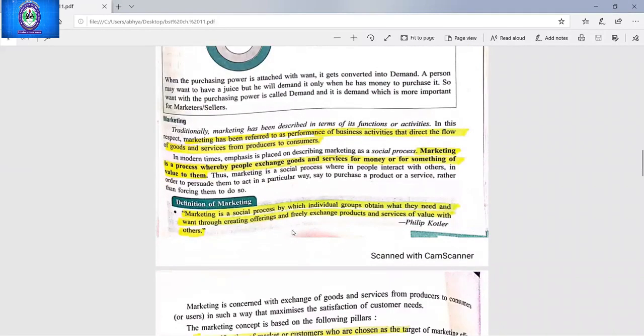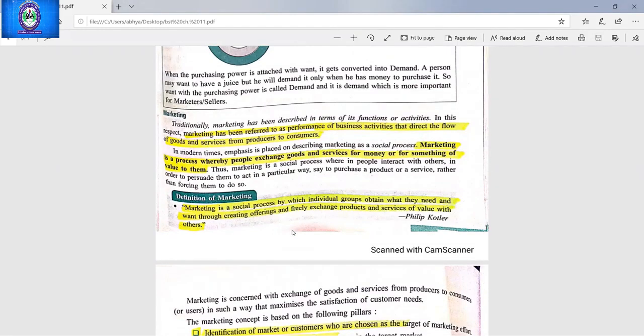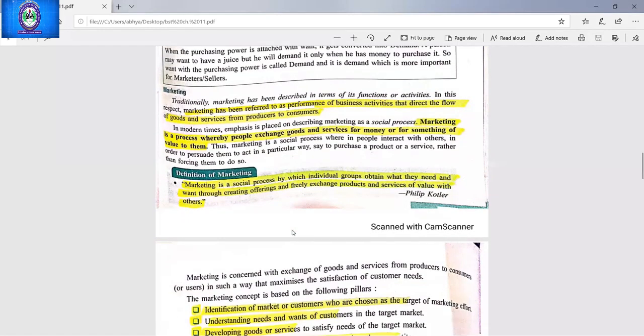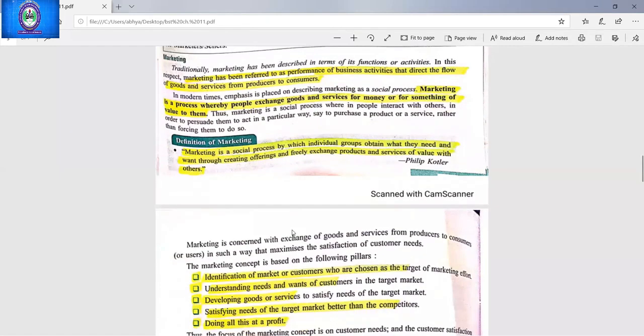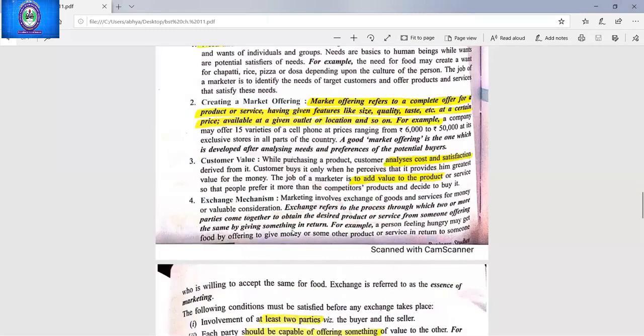The best definition of marketing is a social process by which individuals and groups obtain what they need and want through creating offerings and freely exchanging products and services of value with others. You can see that all the features of marketing have come in this definition. First feature, social process. Second, need and want. Third, market offering. Fourth, adding customer value. And the fifth feature was the exchange mechanism.